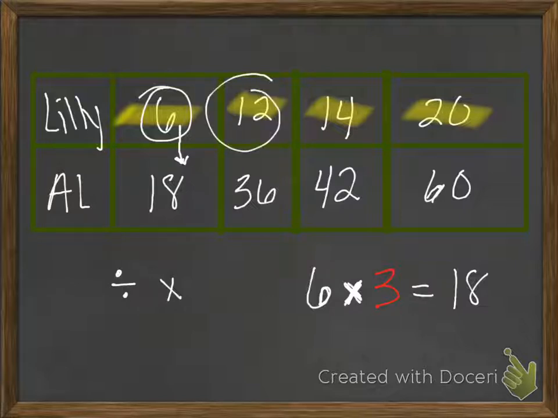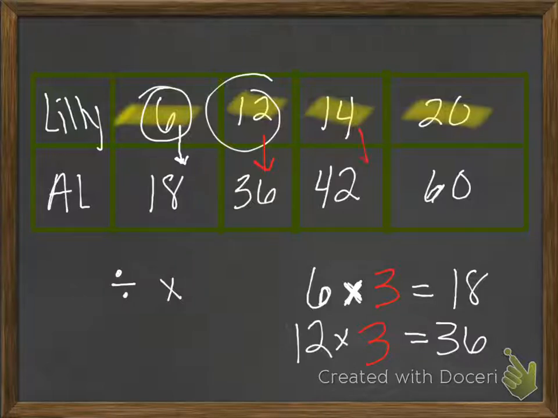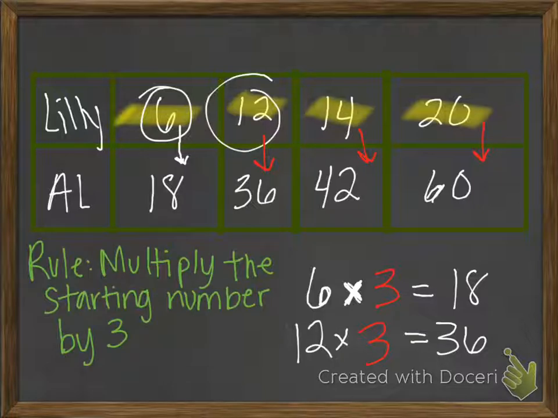Okay, let's try the next one to make sure. 12 is our next starting number, times something equals 36. 12 times 3 equals 36. So each time we go down, we're multiplying by 3. I'm going to write out the rule I figured out: for the starting number, we multiply the starting number by 3 each time. So we did 14 times 3, got 42, 20 times 3, and we got 60.